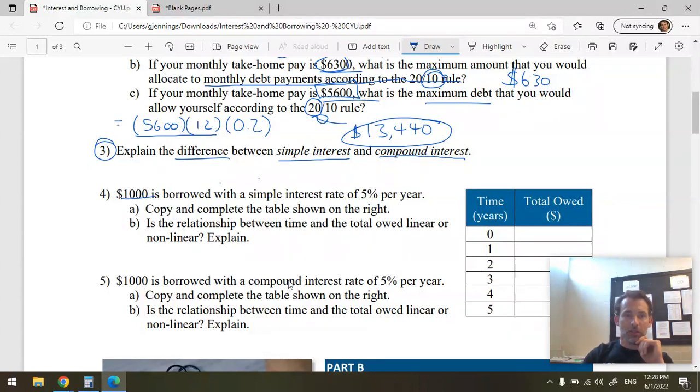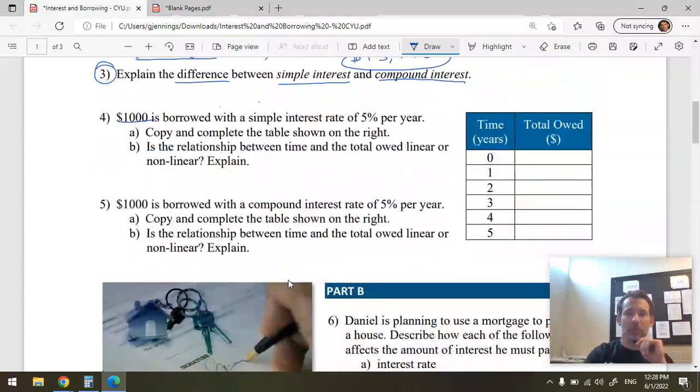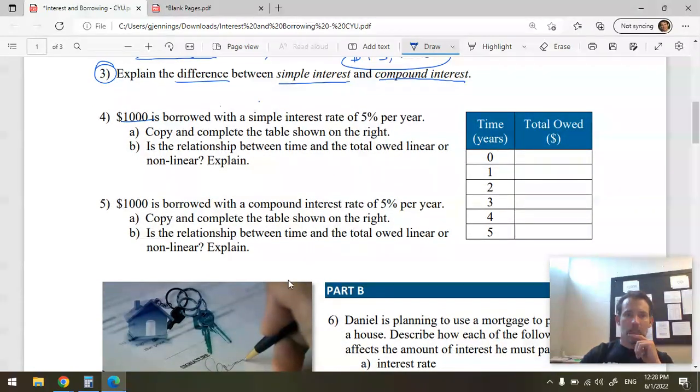Okay, $1,000 is borrowed at a simple interest rate of 5% per year. Complete the table on the right. Okay, and then so here we go. I'm going to do simple interest down here, compound interest there. All right, so at 0 years, I would owe $1,000. After 1 year, I would owe $1,050. After 2 years, $1,100. After 3 years, $1,150. After 4 years, $1,200. And after 5 years, it'd be $1,250. Sorry, $1,250. Okay, so why did it do that?